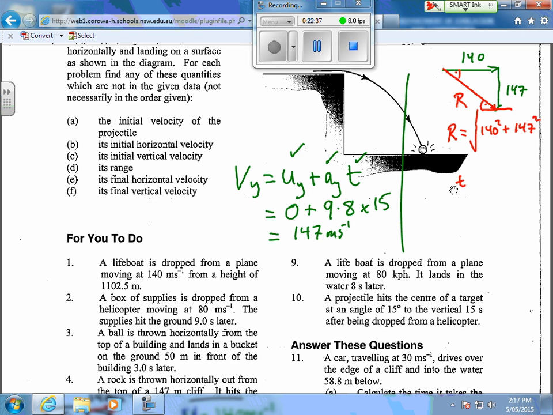So the inverse tan of the vertical over horizontal will equal theta. And then what you can say, of course, is that it hits the ground at an angle of 32 to the horizontal. That gives you the answer.